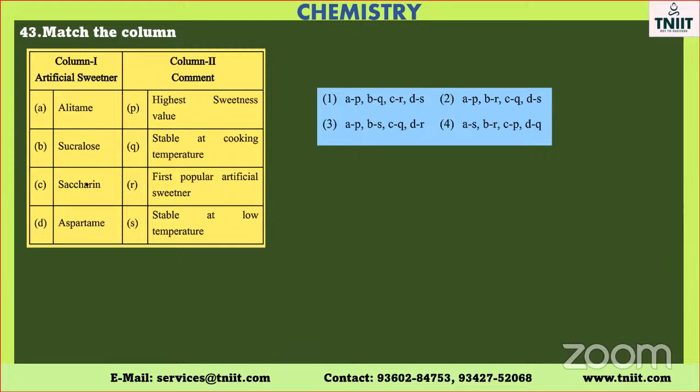Now, allulose is the highest sweetness. So A is P, that is true. Sucralose, stable at cooking temperature, that's also true. Saccharin, first popular artificial sweetener, that's also correct. Aspartame, stable at low temperature. The answer for this question is option A, or 1. So all the answers are correctly matched.